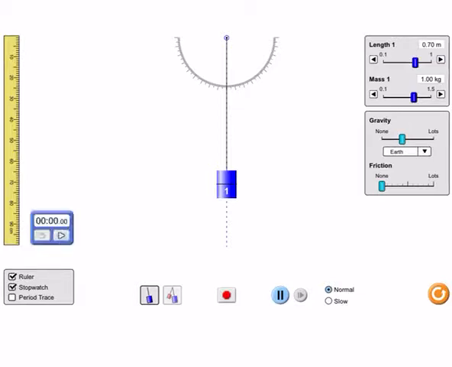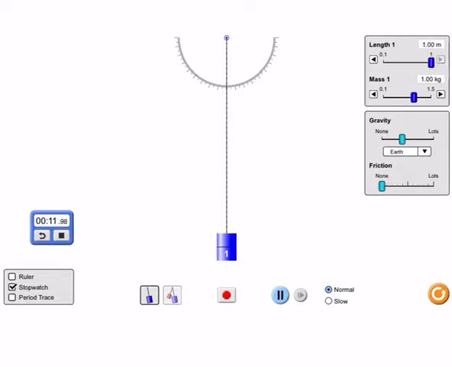First, I'm gonna add my stopwatch. Okay, and I'm gonna start it. And now notice how when I increase the length of the rod, the string, it takes more time to move back and forth. So I increased it.